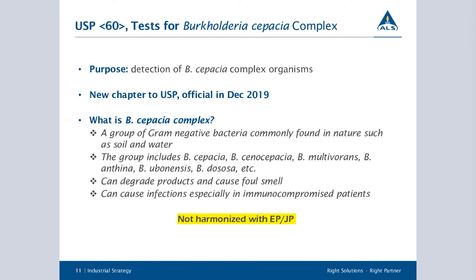These are examples of some of the Burkholderia cepacia in this complex: cepacia, cenocepacia, multivorans, and so on and so forth. And these organisms can degrade products and also cause infections. As of right now, this chapter is not harmonized with EP and JP, but I foresee that it will be in the future.